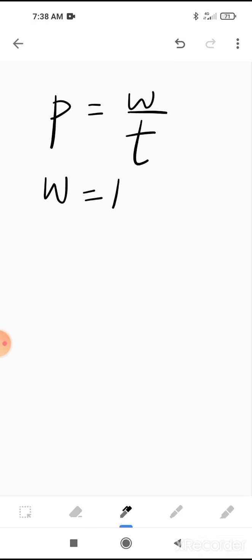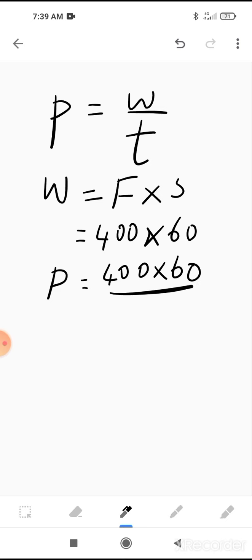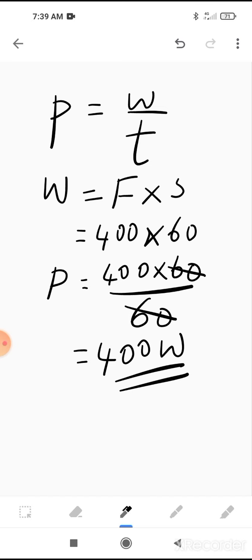F into S. F is 400, displacement 60 meter. So you will get the work, then divide it with the time. 400 into 60 is the work, upon time is 1 minute, that is 60 seconds. 60 cancelled. 400 watt. That is the power.